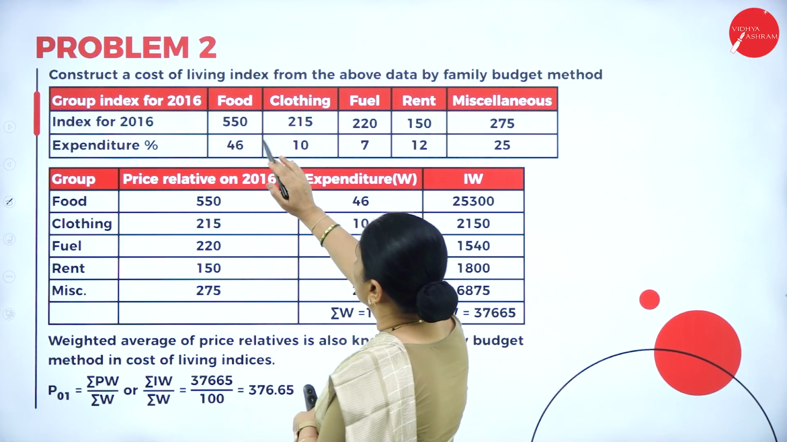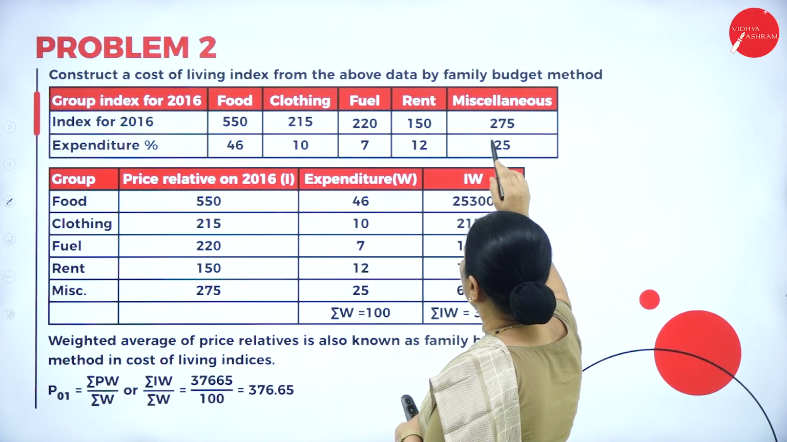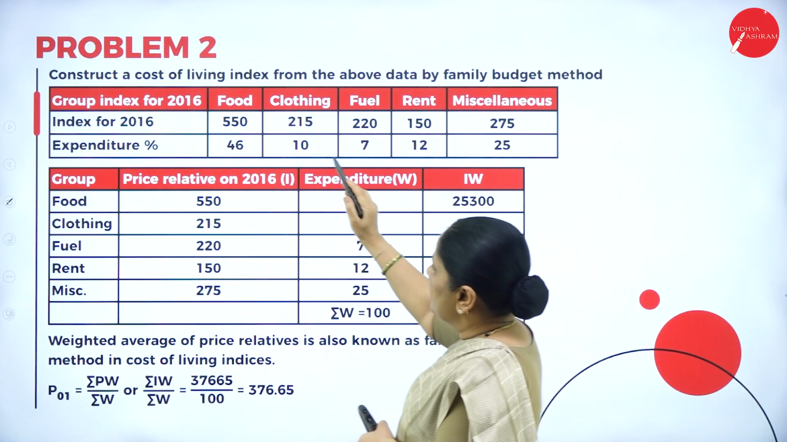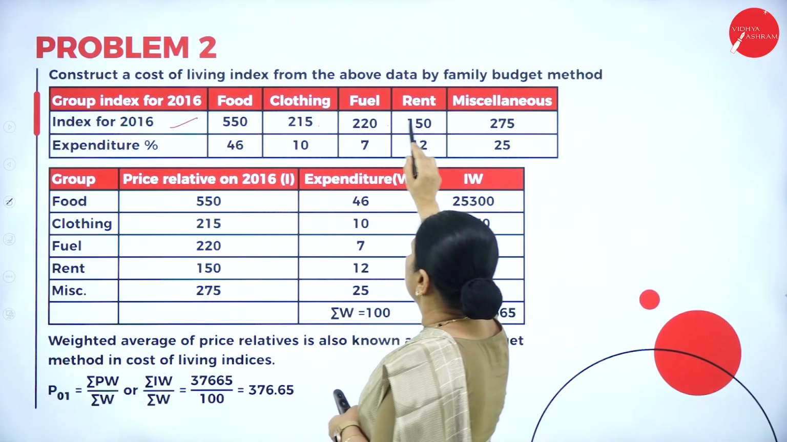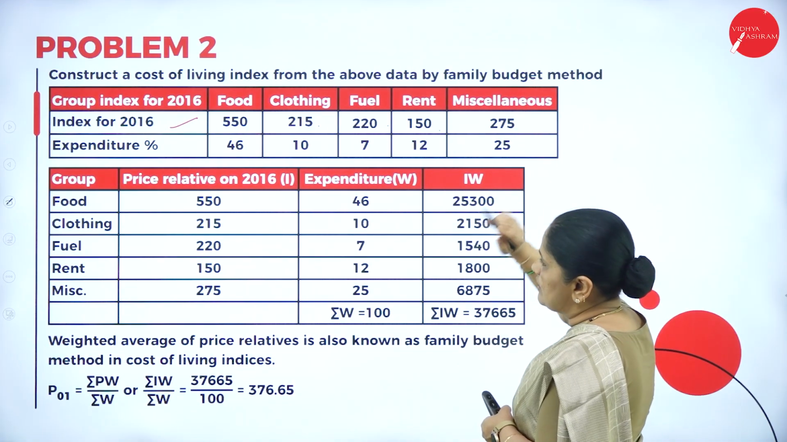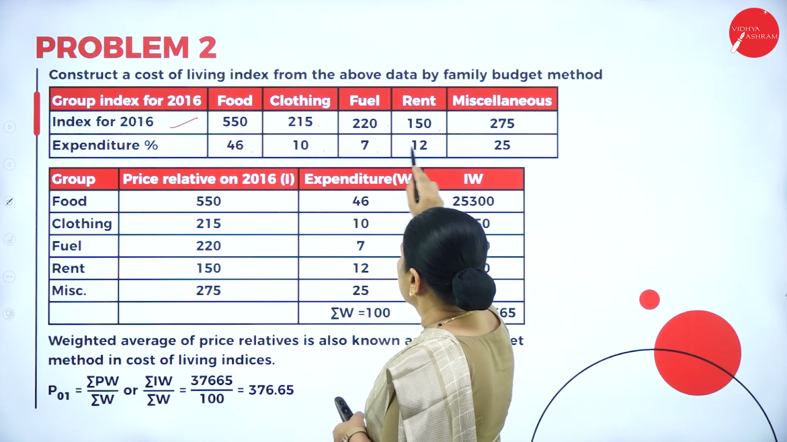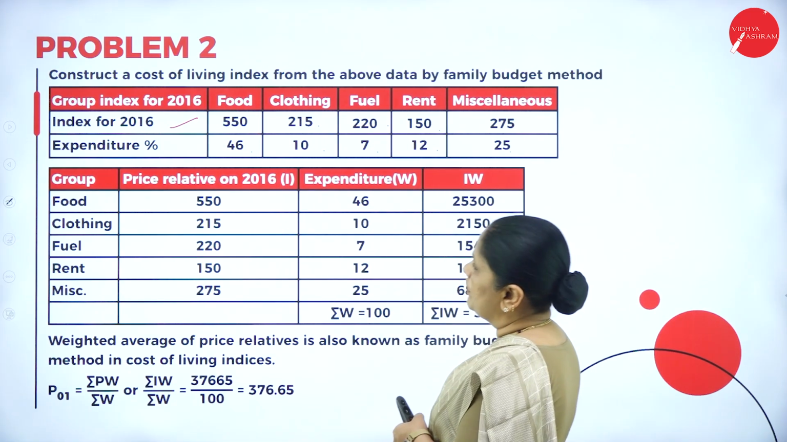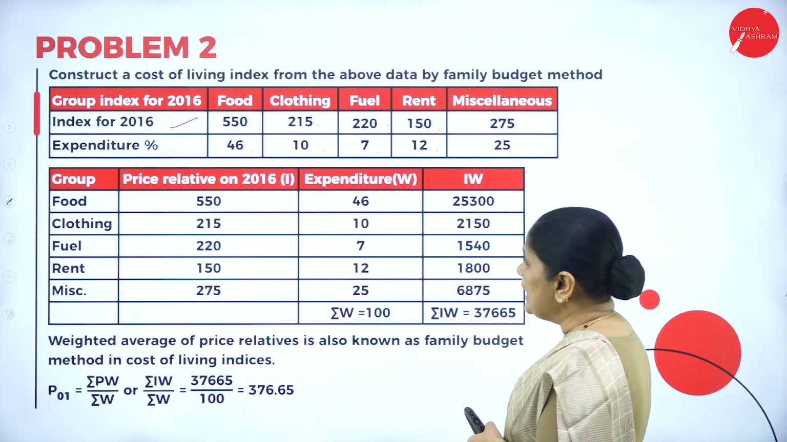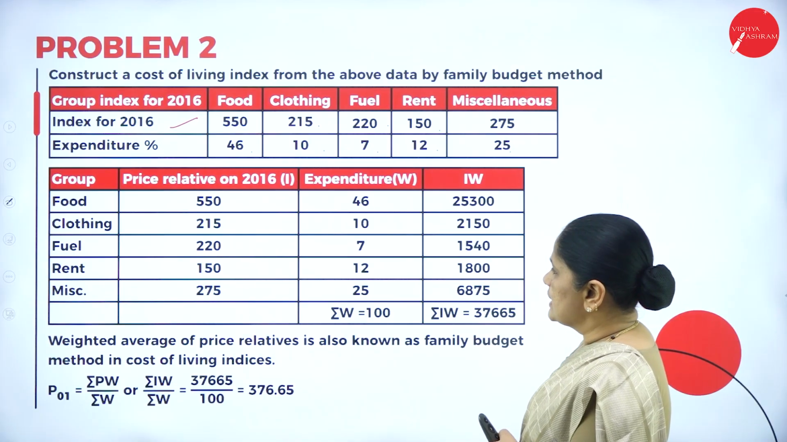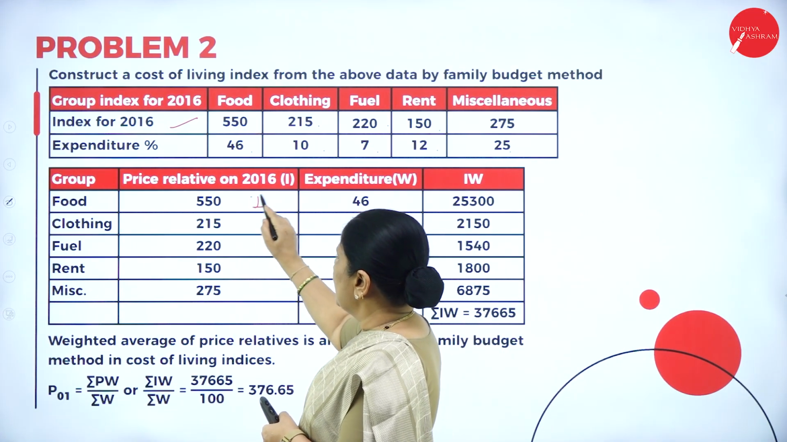Next, construct the cost of living index number from the above data by the family budget method. So, we have the group index for 2016, that is food, clothing, fuel, rent and miscellaneous. They have given the index for the year 2016, that is 550, 215, 220, 150, 275 and also the expenditure percentage 46, 10, 7, 12 and 25. Then, next we will have this price relative on 2016. So price relative on 2016, we consider it as the I.